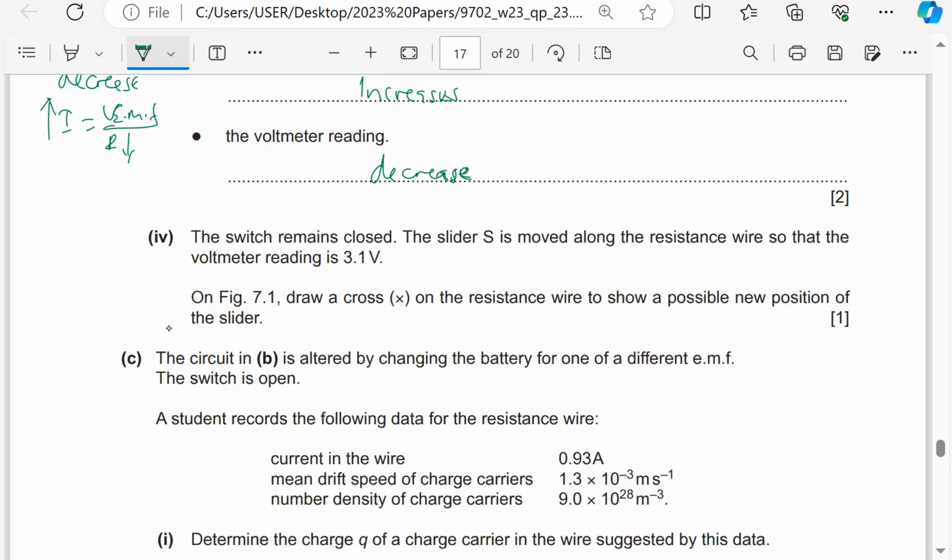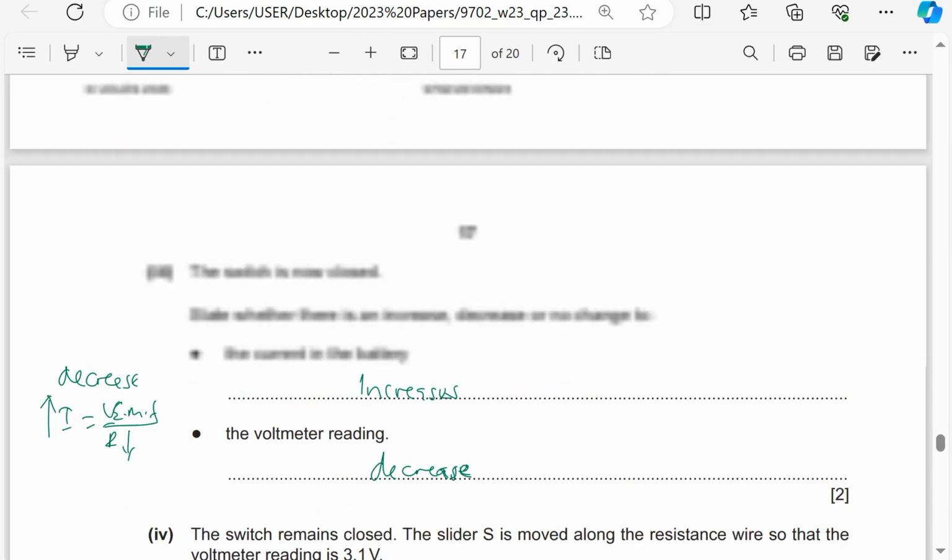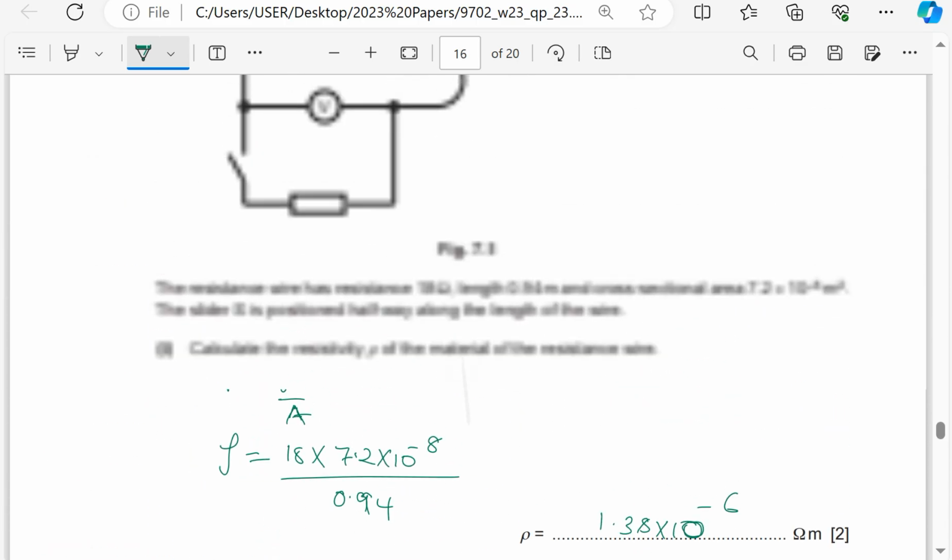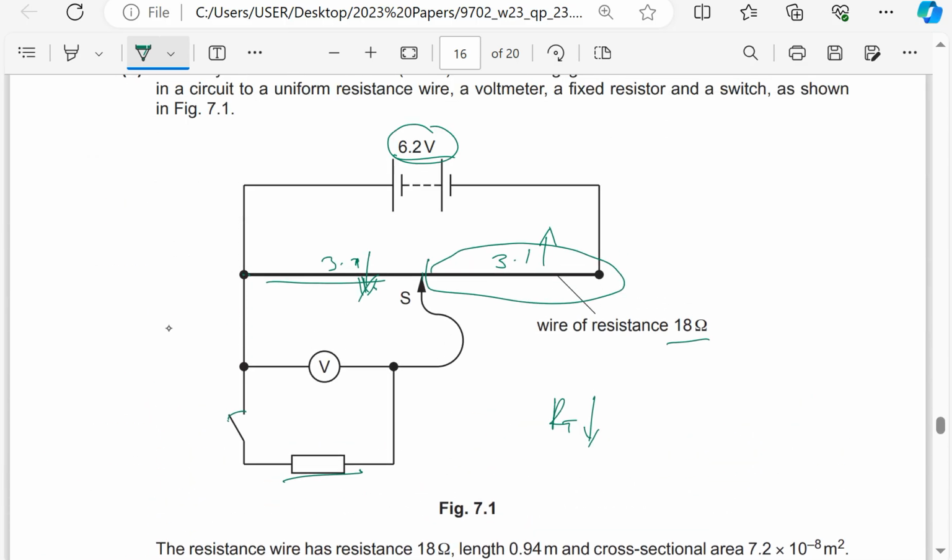The switch remains closed. The slider S is moved along the resistance wire so that the voltmeter reading is 3.1 volts. Remember, it had decreased. The PD here had gone below 3.1. Because PD is directly proportional to length, to increase it back to 3.1, we must increase the length. We must move S to the right-hand side. Okay.